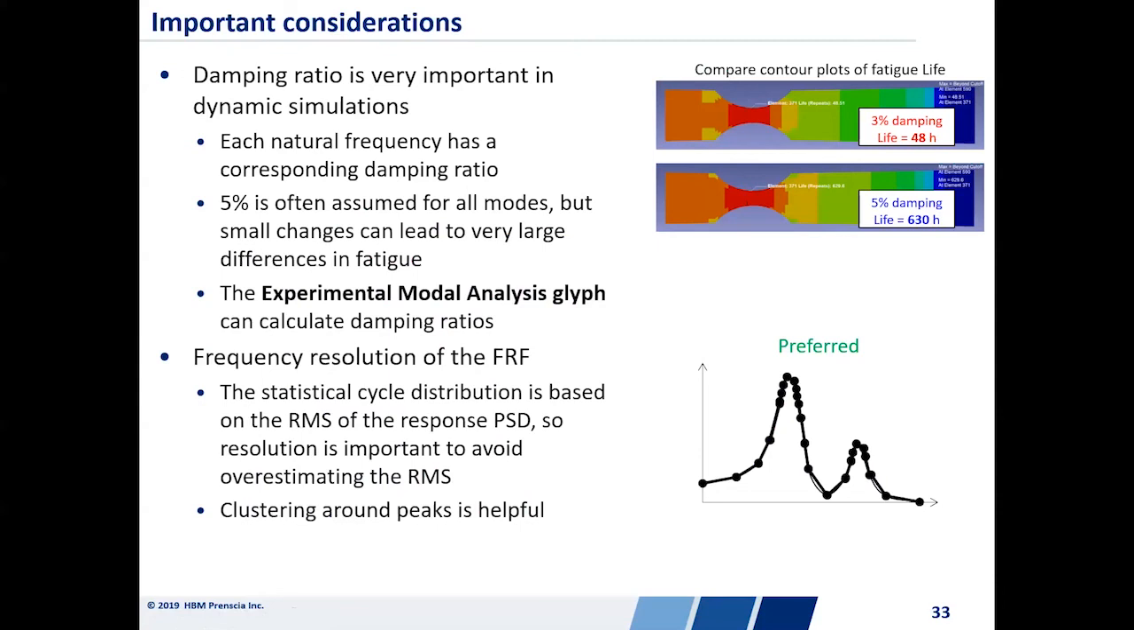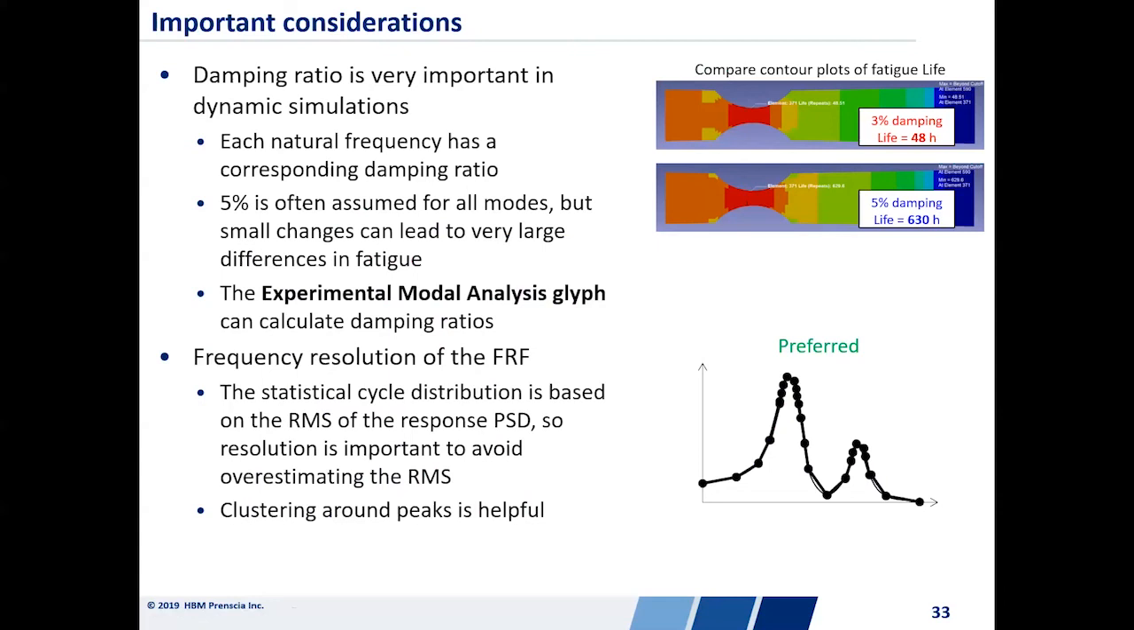Now, unfortunately, the only way you can get the corresponding damping ratios for the natural frequencies is experimentally. So if you have a physical prototype, it is entirely possible to instrument that with some accelerometers so we can measure the input going into the system as well as the response in various locations. And we can perform an experimental modal analysis with tools in Glyphworks to then calculate the damping ratios for each of those natural frequencies.